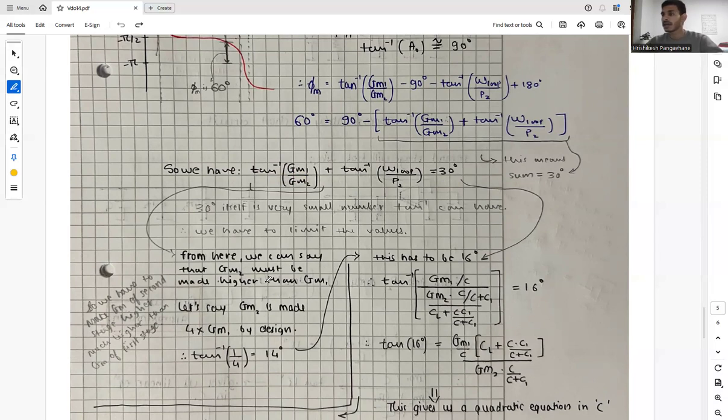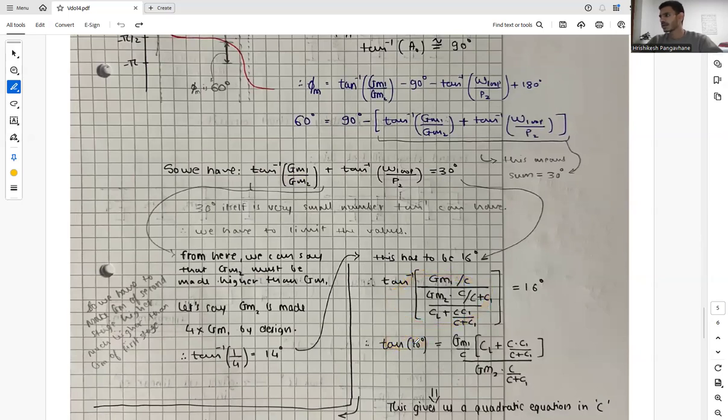Let's take an example that by design we will take gm2 4 times of gm1, and that's how we will get tan inverse of 1 upon 4, which is basically 14 degrees. And from here we can say that we need now this term to be 16 degrees. So now let's put the values, and we need this term to be 16 degrees.